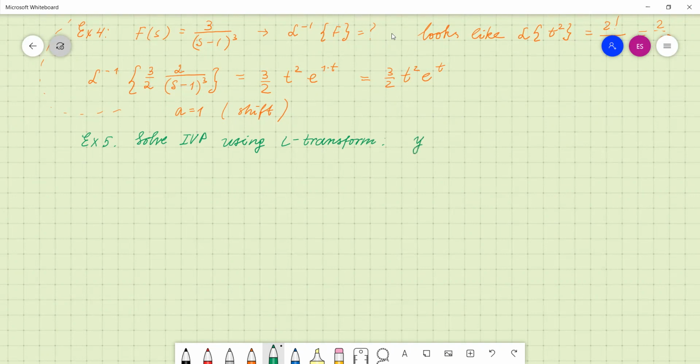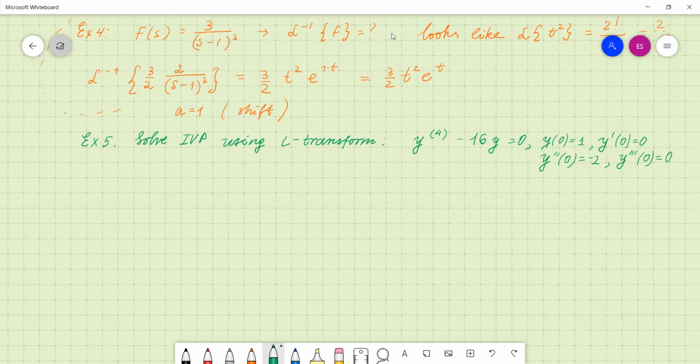And the problem is going to look like this: y fourth derivative minus 16y equals 0. Because it's an initial value problem, we have y of 0 given and equal to 1, y prime of 0 equals 0, y second derivative of 0 equals minus 1, and y third derivative at 0 equals 0.